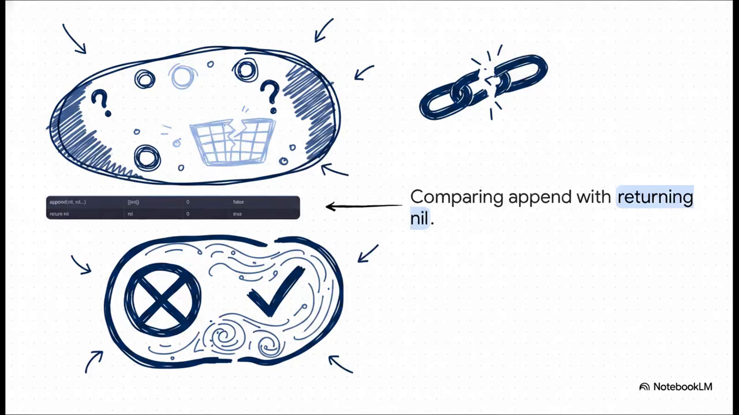Now, what's really interesting here is the concept of semantic honesty. If we don't use our nil guard and we pass 2 nil slices into append, it technically runs perfectly safely without panicking.